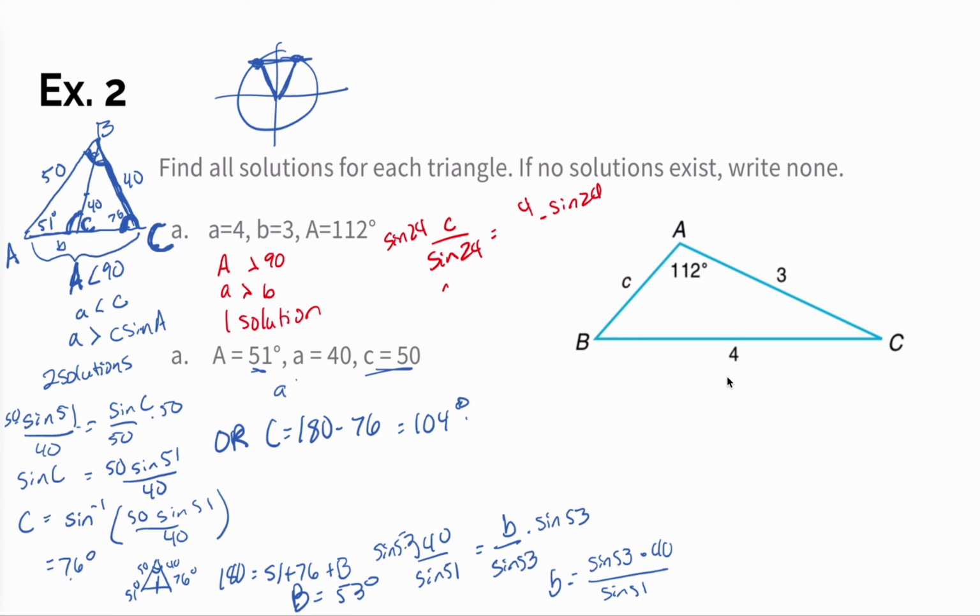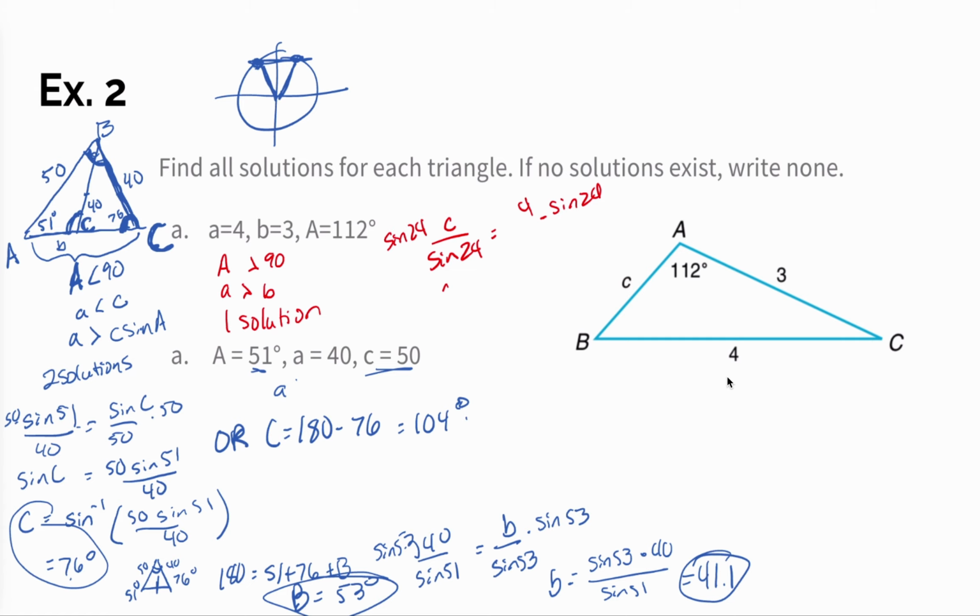Which is 41.1. Okay? So we get an angle B, side B, an angle B, and an angle C. We got all the sides and all the angles of our triangle.